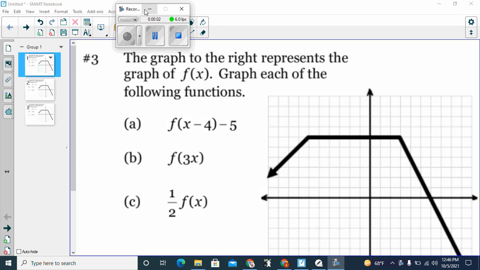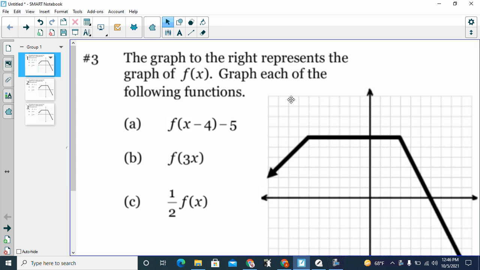Unit 2, study guide question number 3, gives us a graph of f of x and asks us to graph each of these. In part A, we need f of x minus 4 minus 5. Remember, anything that's next to the x, we do kind of the opposite of what we would think. So minus 4 is actually going to add 4 to the x's.